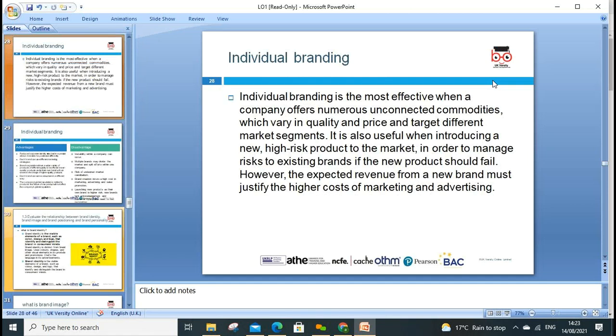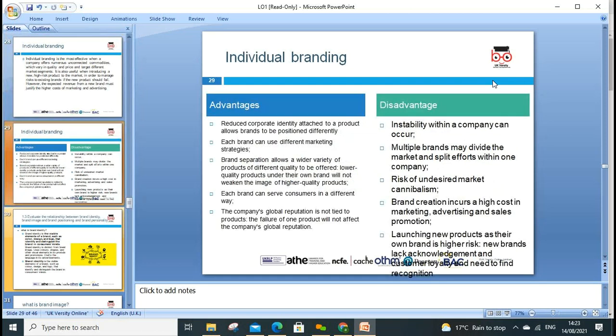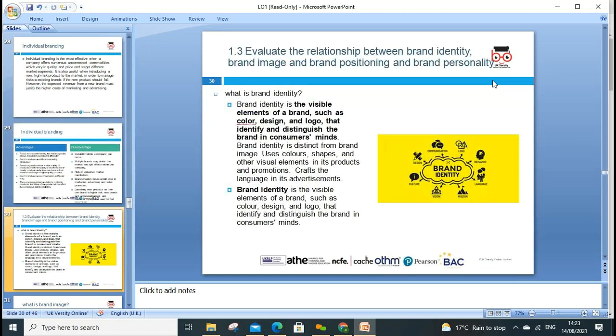Okay, individual branding. For each individual product we do the branding, and we need to make sure we properly advertise the brand and meet customer needs and wants effectively. Otherwise, we can't really sustain it. Individual branding has advantages: it reduces the corporate identity attached to the product and allows the brand to be positioned differently. The disadvantage is that instability within the company can occur, because for every brand we advertise we use a different channel, and it can cost more as well. So we need to keep in mind the advantages and disadvantages of branding itself.